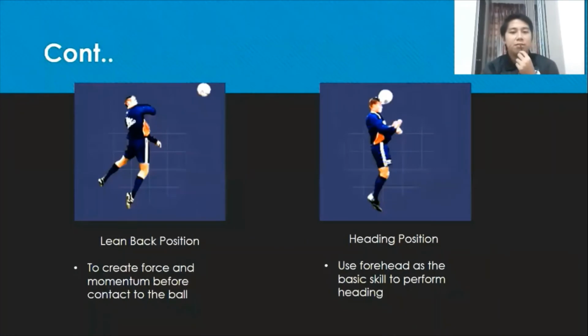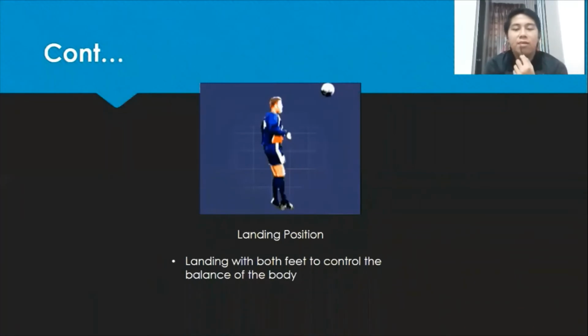Okay, the third movement is the lean back position. It is to create force and momentum before contact with the ball. And the fourth, hitting position, use the forehead as the basic skill to perform the hitting skill. And lastly, the movement of the final segment is the landing position, landing with both feet to control the balance of the body. So that's for the frame segment.